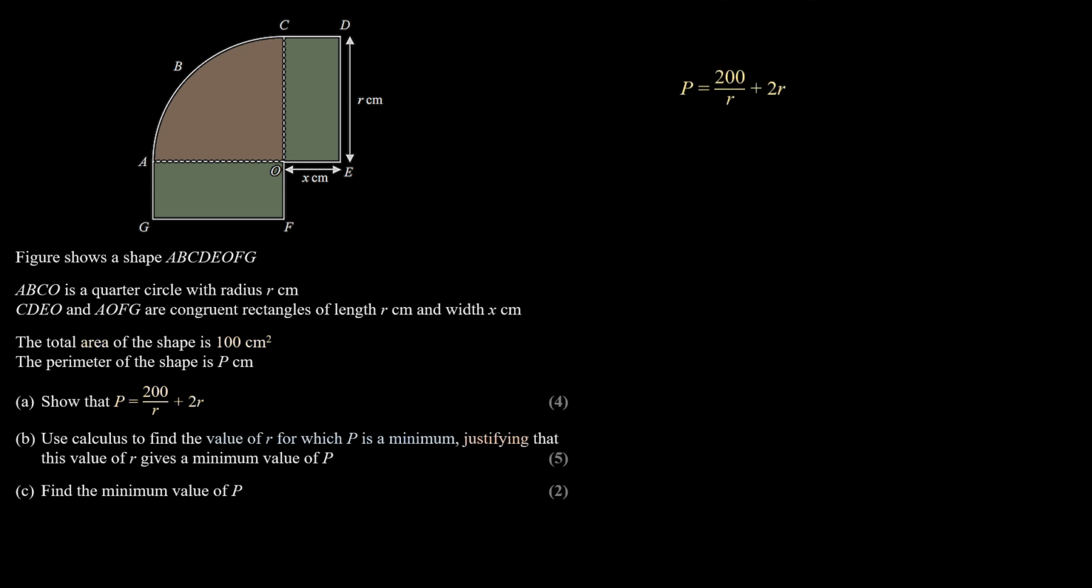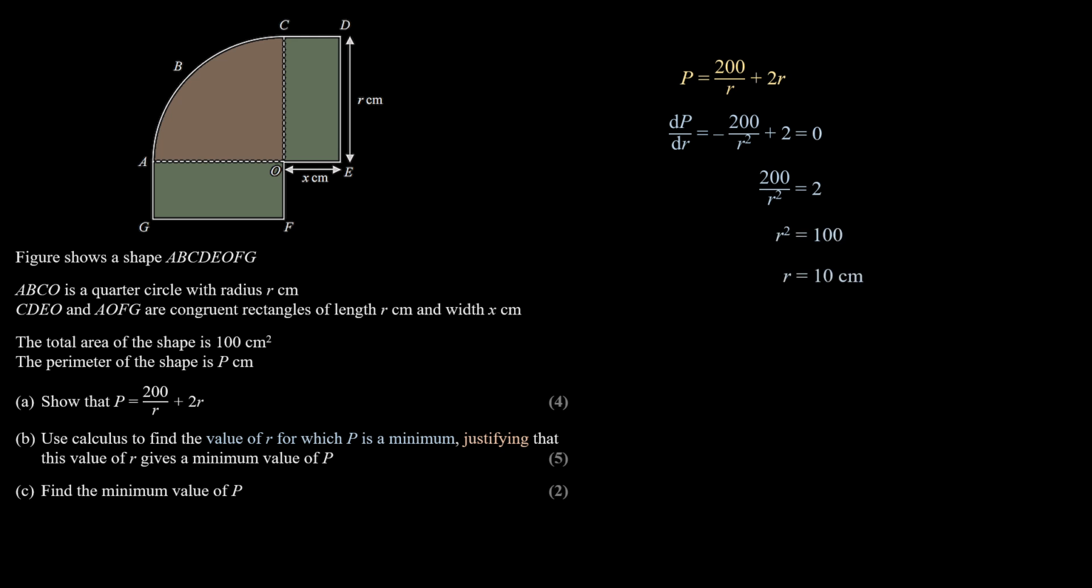Next, we need to determine the value of r to minimize the perimeter. First, differentiate p with respect to r, which gives negative 200 over r squared plus 2. At the critical values, the derivative equals 0. Solving this equation, the value of r is 10.